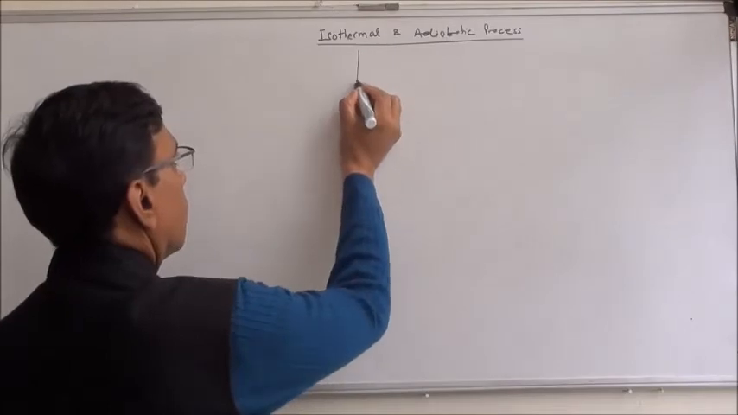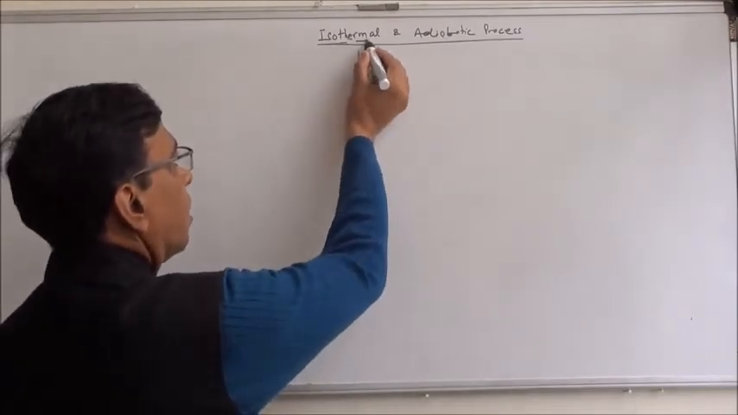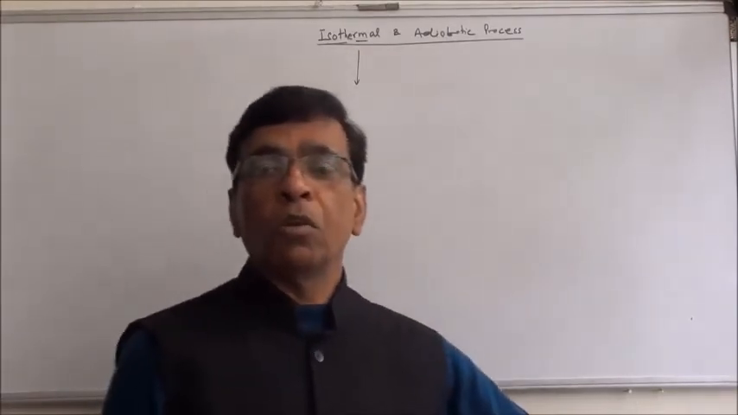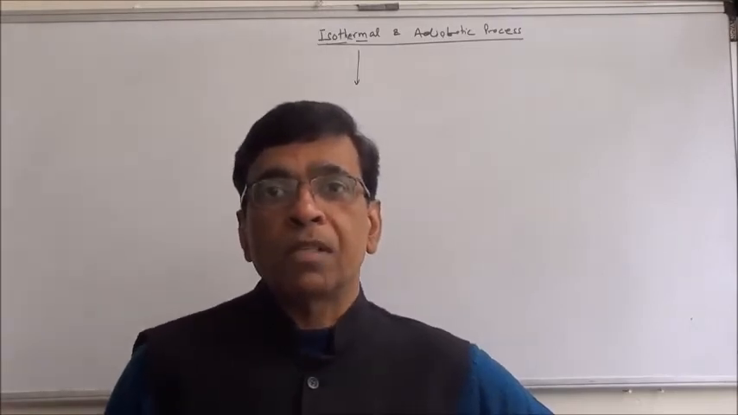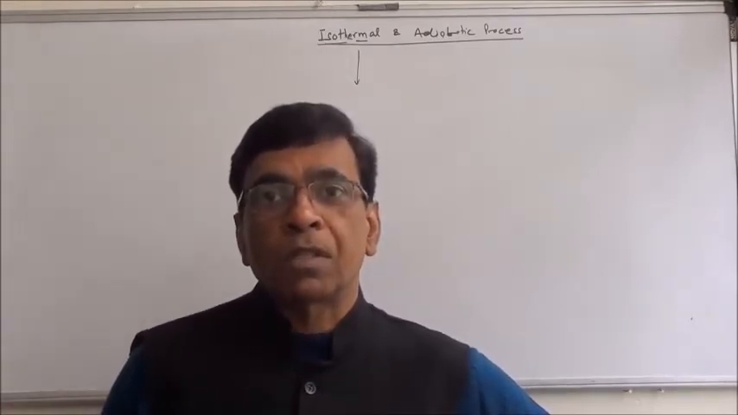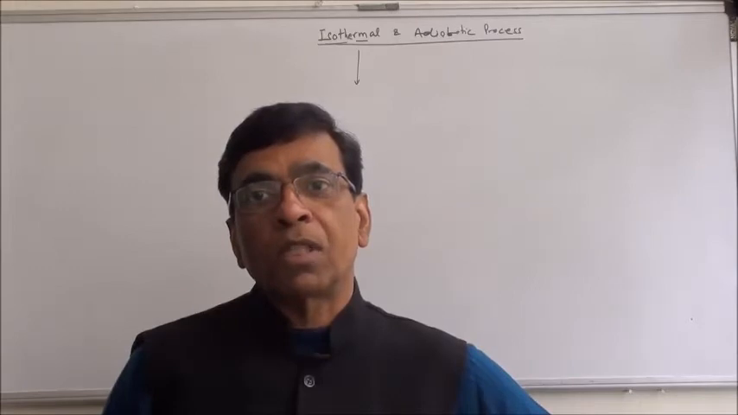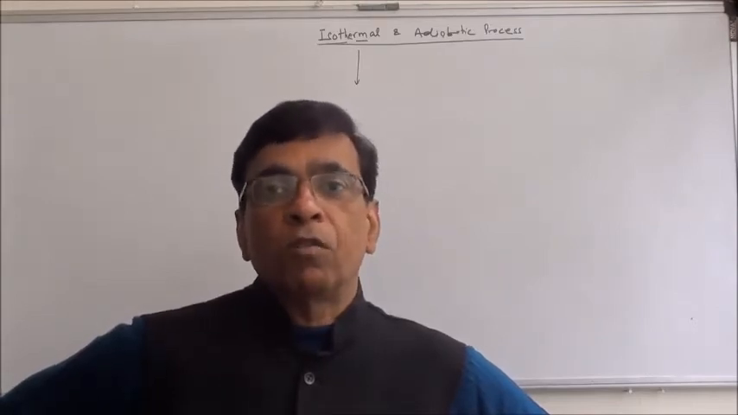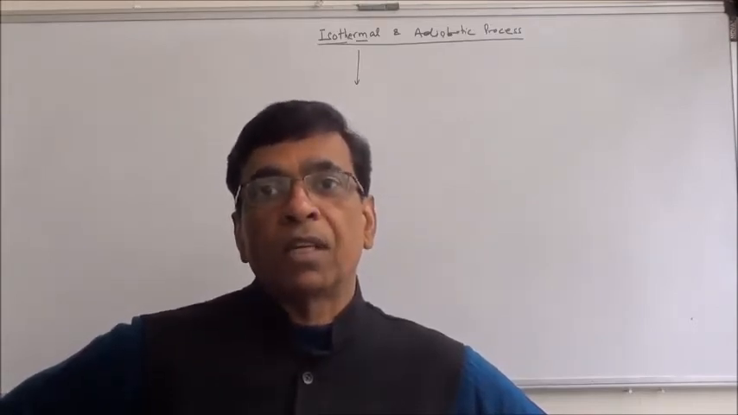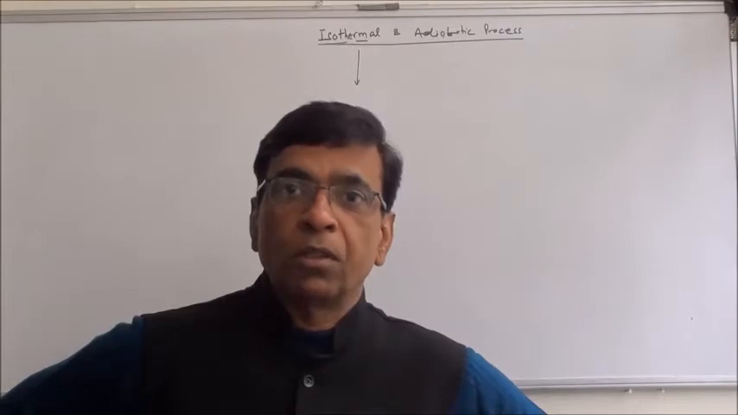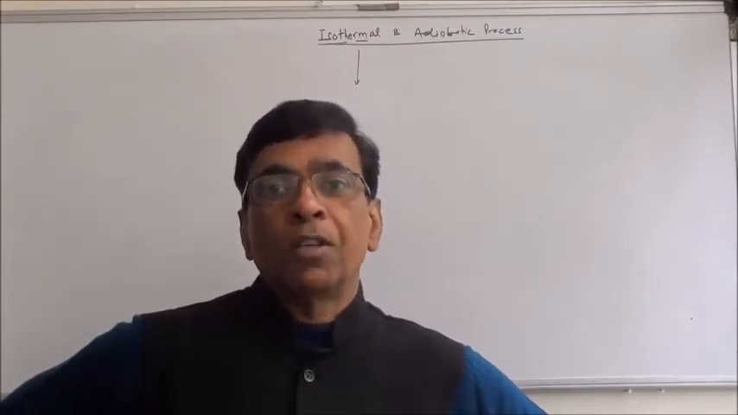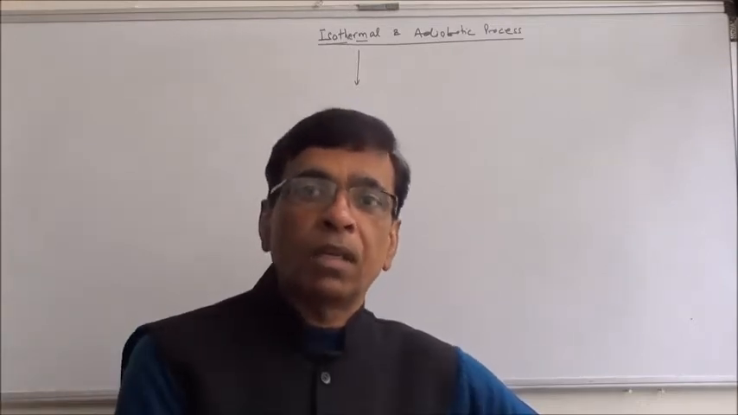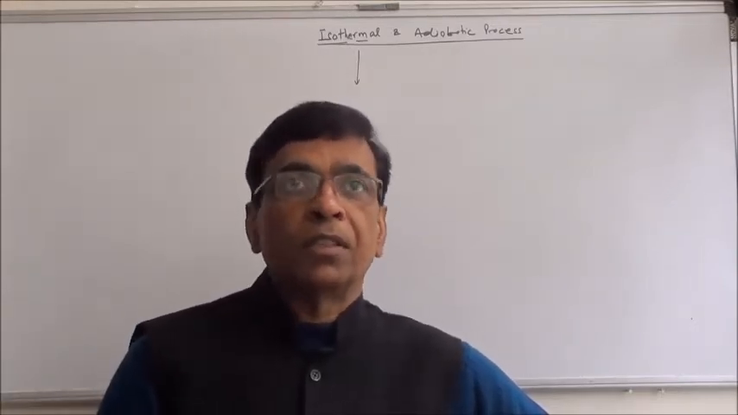Isothermal means constant temperature. So a process which is performed in such a way that throughout the process the temperature remains constant, we call it isothermal process. And examples may be, say, melting of ice at 0 degree centigrade. So when the ice is melting, temperature remains constant. So this process can be called isothermal process. Temperature remains constant, but other coordinates may change.